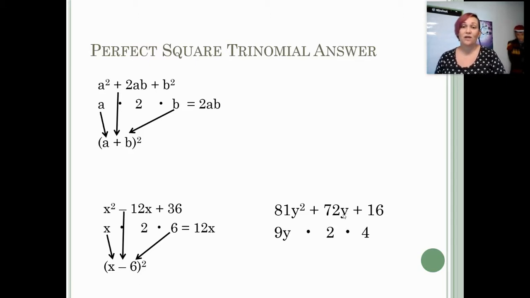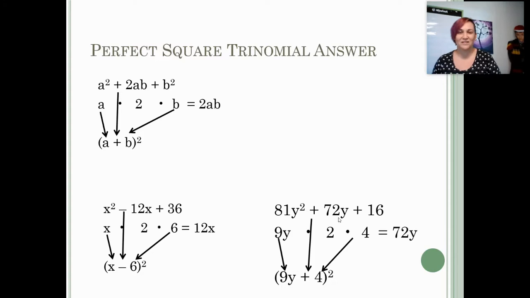So it is important to do that last step, which is where you put a times 2 in the middle, and it's always a times 2. You multiply that out. 9 times 2 times 4, and this equals 72. So we're good. This is a perfect square trinomial, and I'm ready to write my answer right now. My answer is (9y plus 4) squared. That's it.